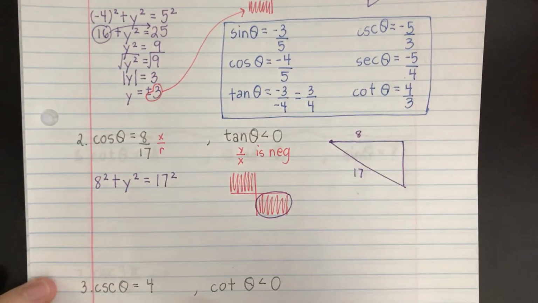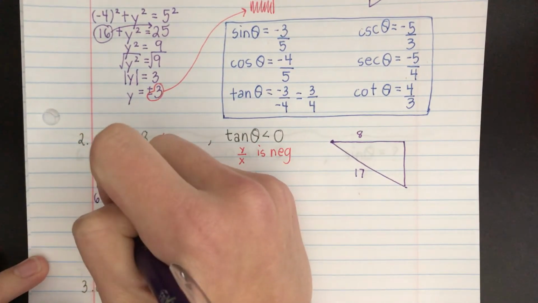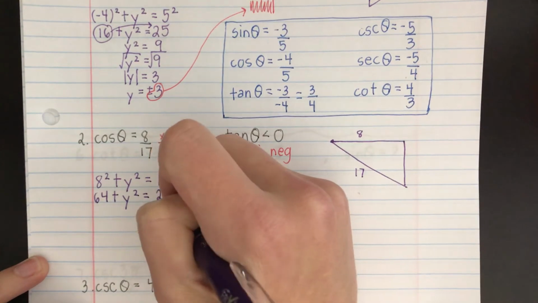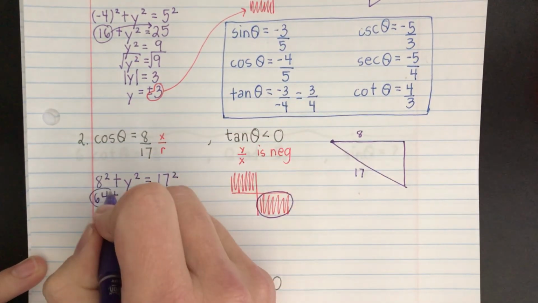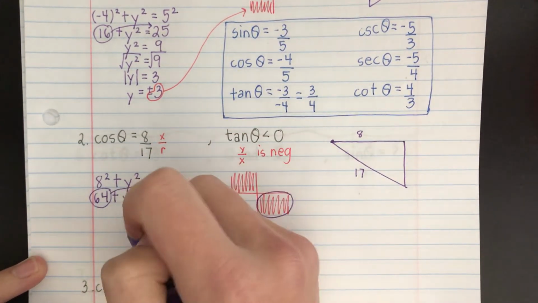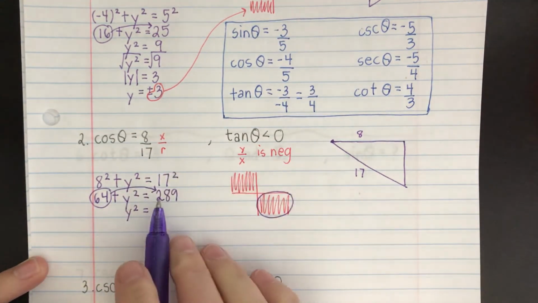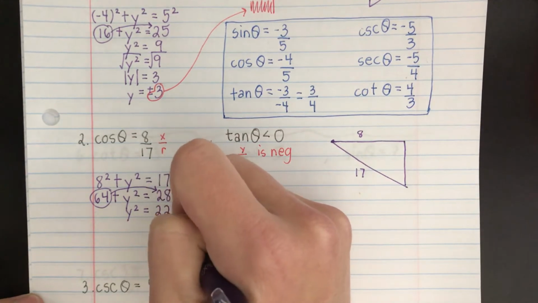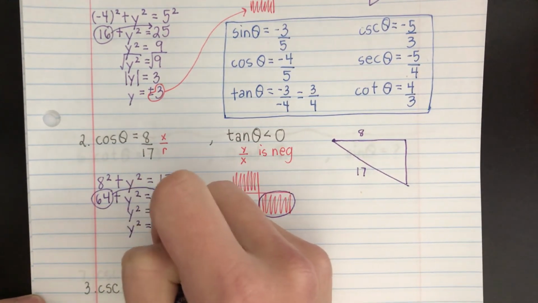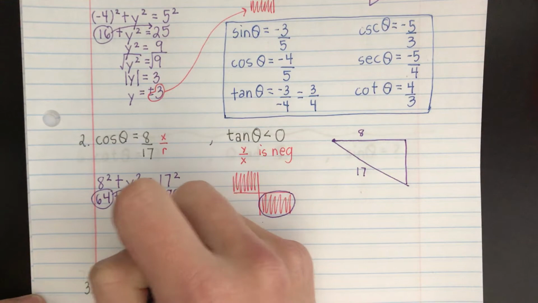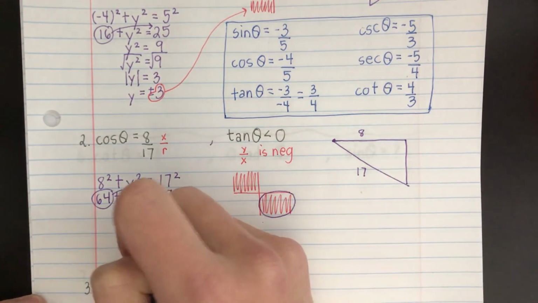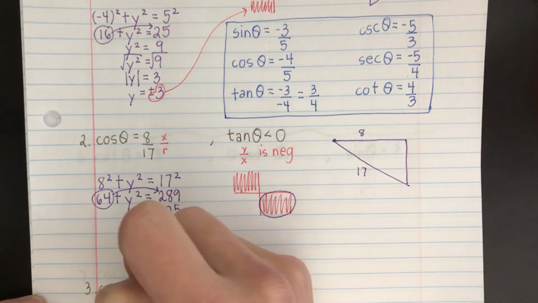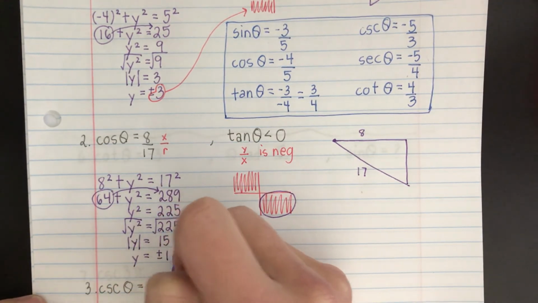So 8 squared is 64, plus y squared equals 17 squared is 289. So move over the 64, in other words, subtract 64. So y squared equals 289 minus 64 would be 225. Again, showing the progression, that's why I'm rewriting this. Square root both sides, we get absolute value of y equals 15. y equals plus or minus 15.